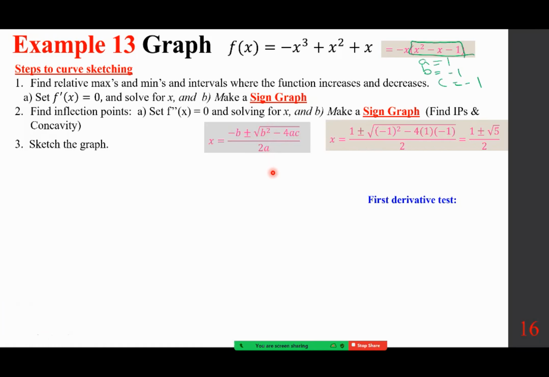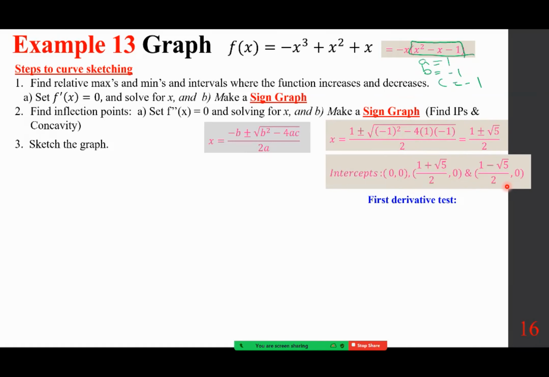So minus b, minus -1, plus or minus the square root of b squared, -1 quantity squared, minus 4 times a, which is 1, times c, which is -1, over 2. As you can see, this is +1. As you can see, this one negative and negative gives +4, they add up to 5. And so we have the following intercepts: (0, 0), right from here. And then this means (1 plus square root of 5)/2 comma 0, (1 minus square root of 5)/2 comma 0. So we have 3 intercepts.